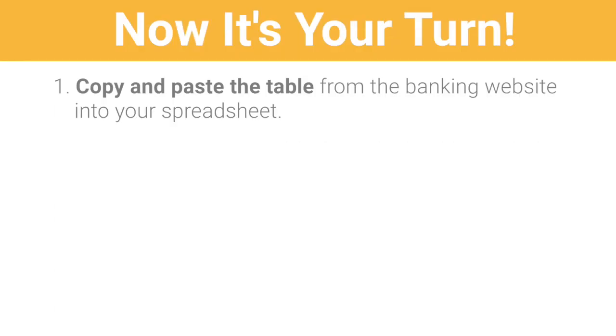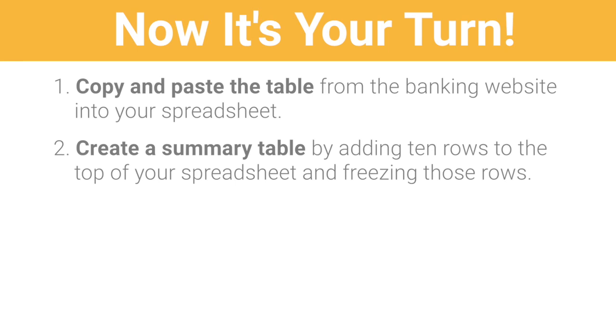Now it's your turn. Copy and paste the table from the banking website into your spreadsheet. Create a summary table by adding 10 rows to the top of your spreadsheet and freezing those rows. Then move on to the next video.